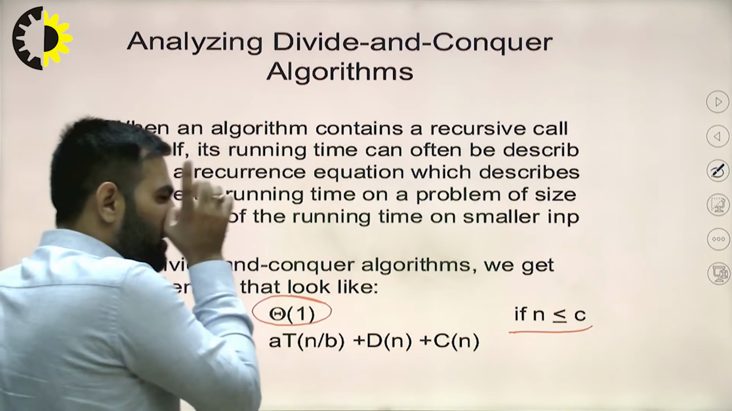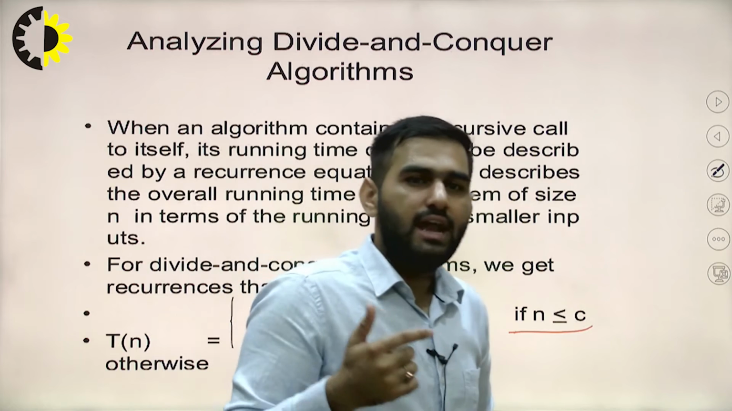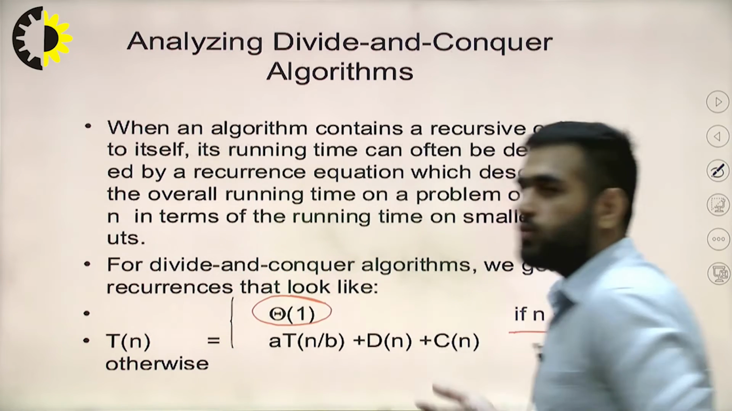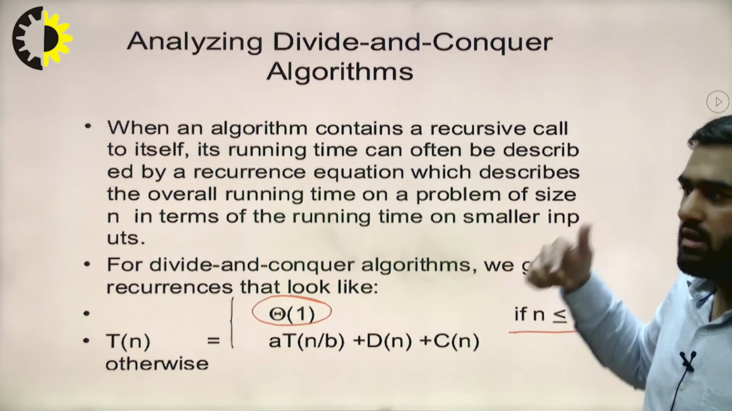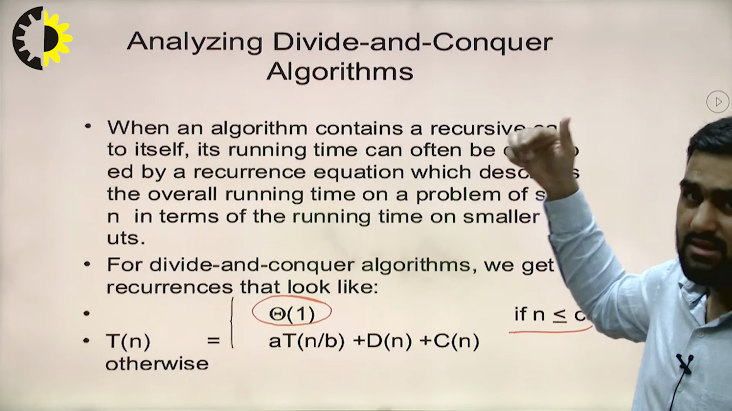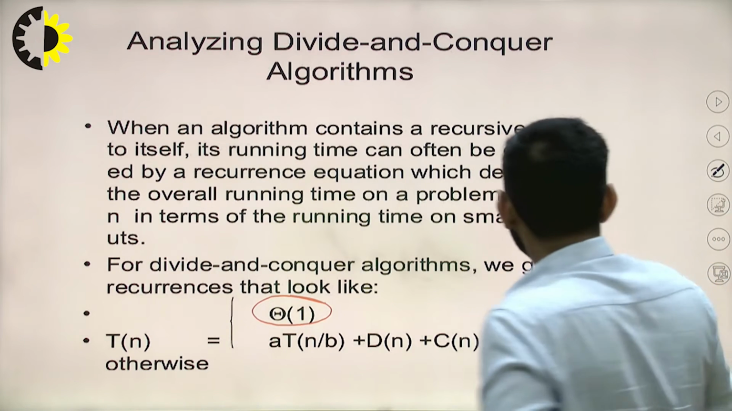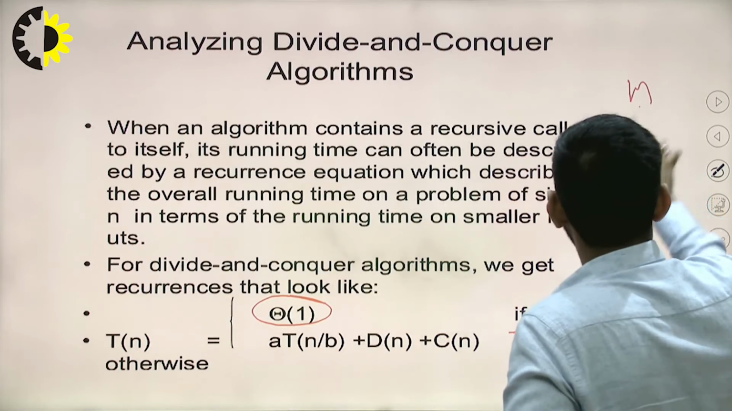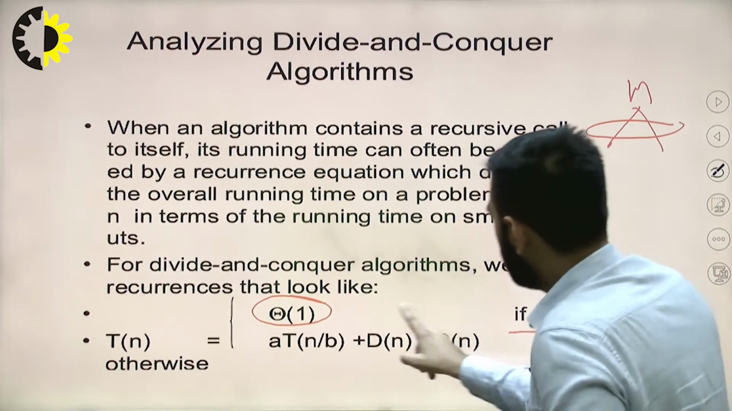Next part: when we have a large input, where the value is greater than 2, 3 or some 10,000, 10 lakhs or more than that, that means we are dividing the problem. That is the divide time here.